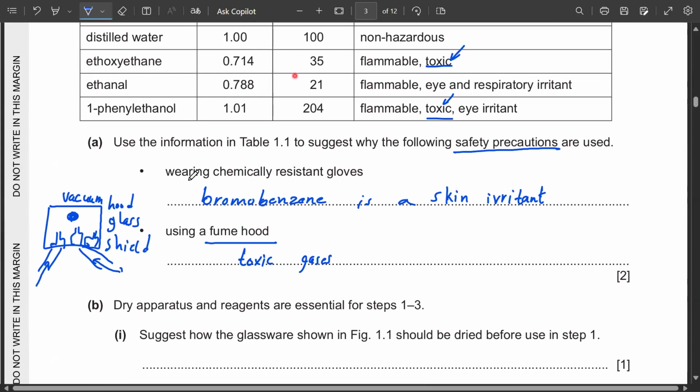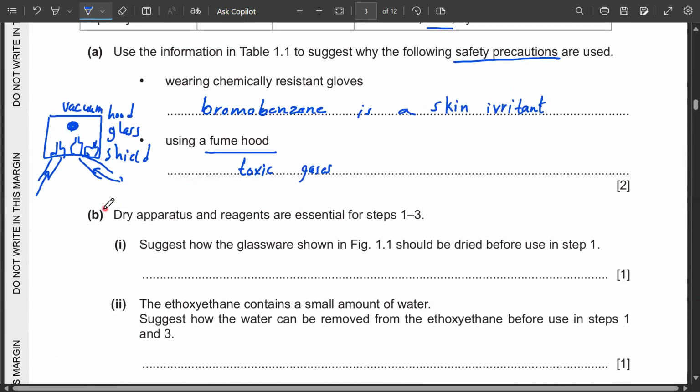All right. Then moving onward, part B says dry apparatus and reagents are essential for steps 1 and 3, suggests how the glassware shown in figure 1.1 should be dried before use in step 1. They are asking how do we dry the glassware? What do you know about the glassware? What is glassware here in figure 1.1?